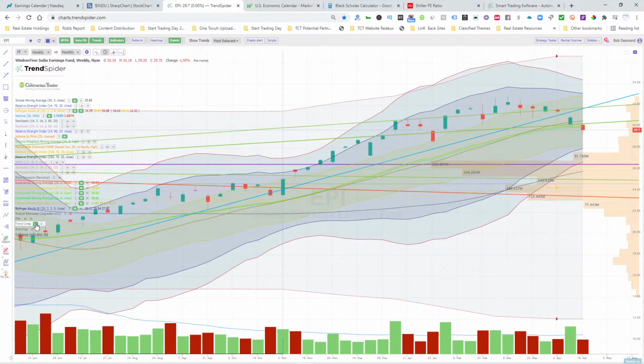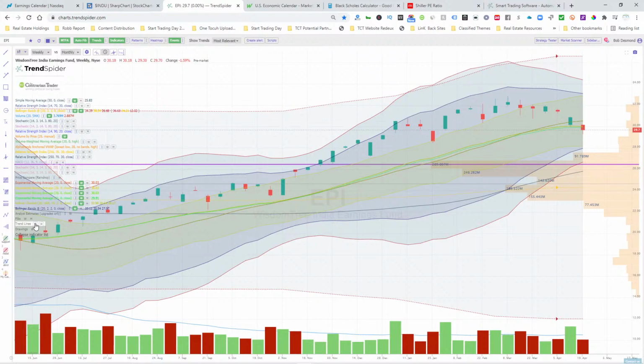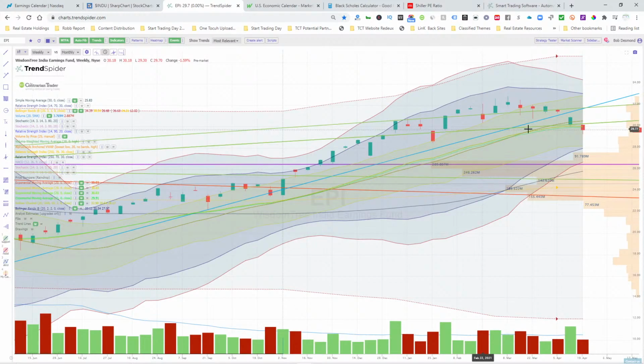Again, I'm going to take this off. Automated trend lines. I did not draw these. This is the algorithm. Put them back on. And if we fail to recapture the support level, we're going lower. Where to?